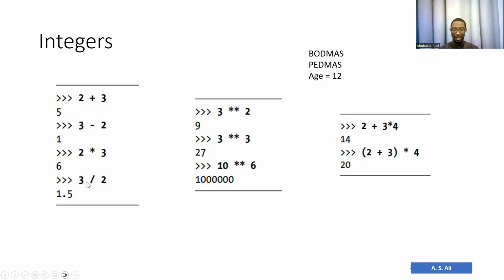However, division of two integers doesn't necessarily give you an integer. It can give you what we call a decimal point number. We call it a float. Float, F-L-O-A-T. So it's a floating number.